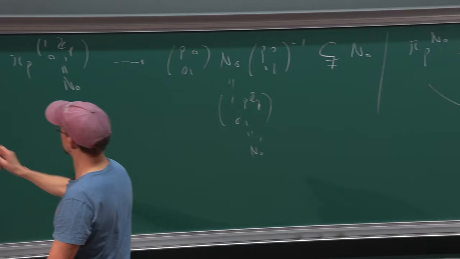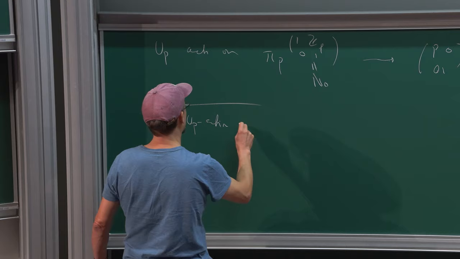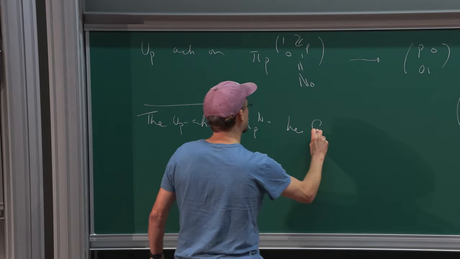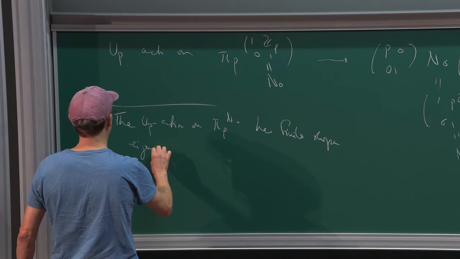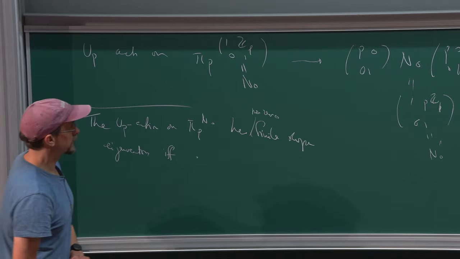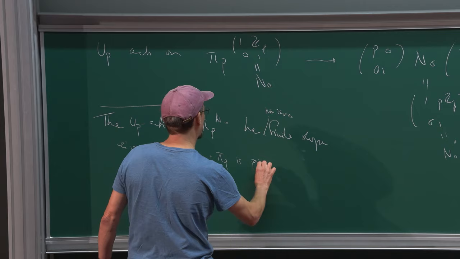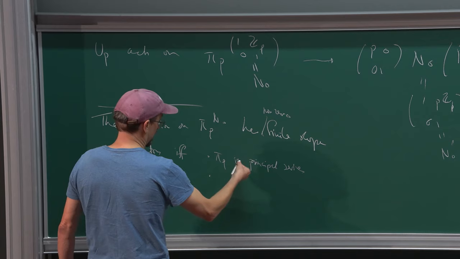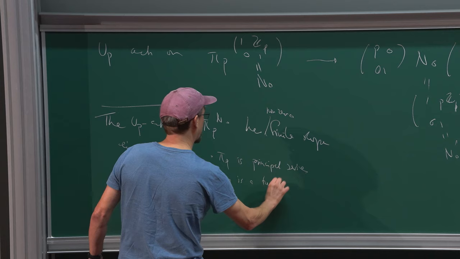and we then have that the UP action on pi p N0 has non-zero finite slope eigenvectors if and only if two things happen: pi p is principal series, unramified or ramified, or if pi p is a twist of Steinberg.